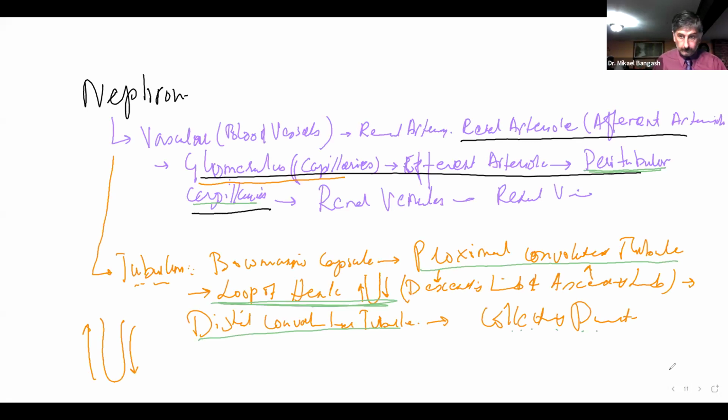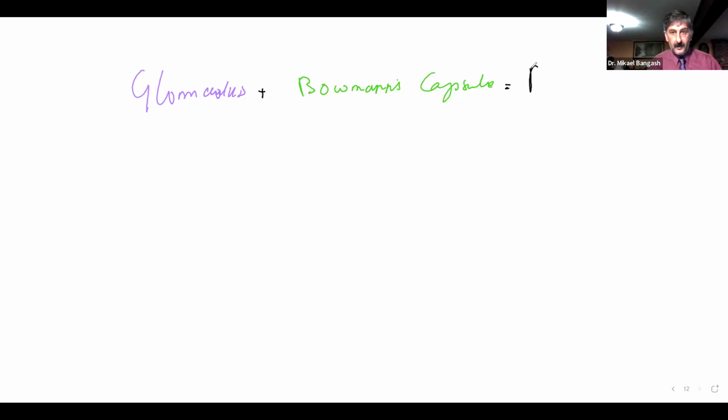But before we get to that, let's just do it this way and say that the glomerulus along with the Bowman's capsule is going to be referred to as the renal corpuscle.